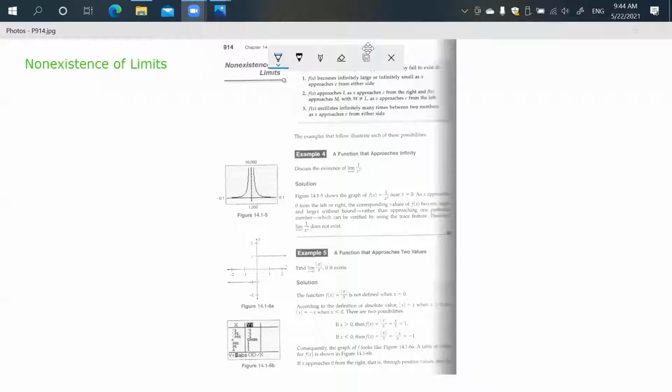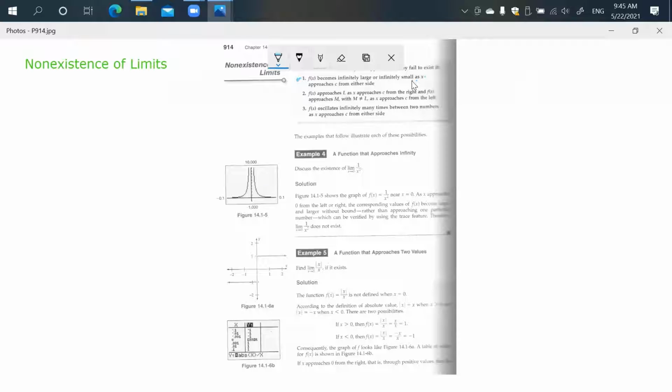From the question, this one, they have three conditions. Okay, three conditions. The first one is f of x becomes infinitely large or infinitely small as x approaches c from either side. This is the first one.